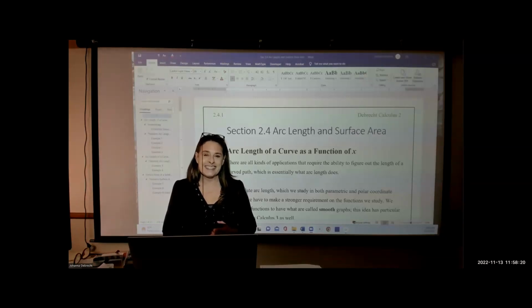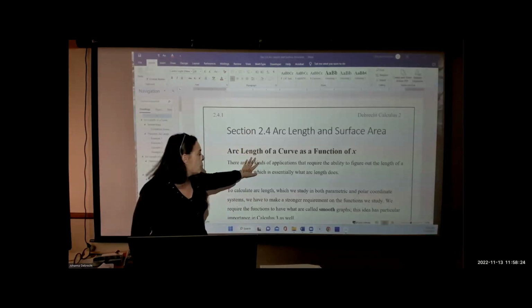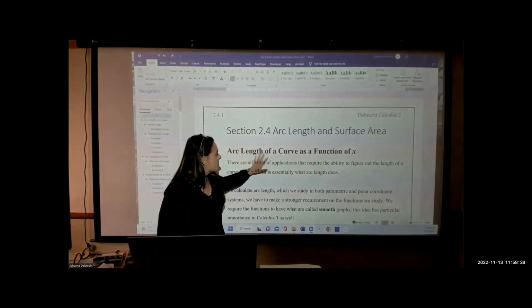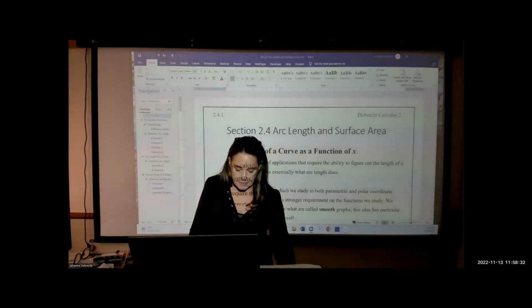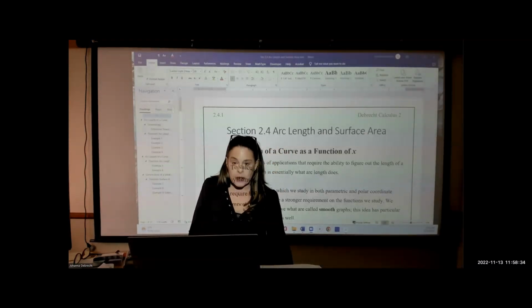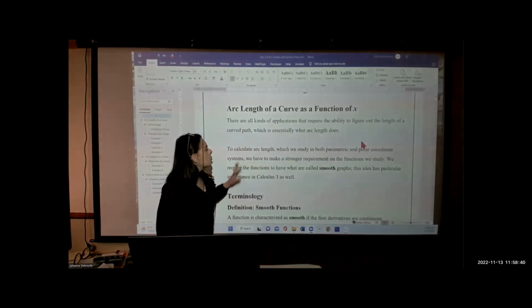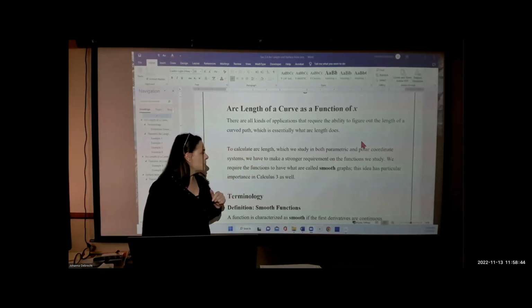Let's get started. What we're looking at right now, of course, is arc length of a function of x. Now, the curve is a function of x. We'll also look at some that are maybe a function of y. But in the first case, what we want to know is how to find how long it is. So we study arc length also in the parametric coordinate system and in the polar coordinate system.